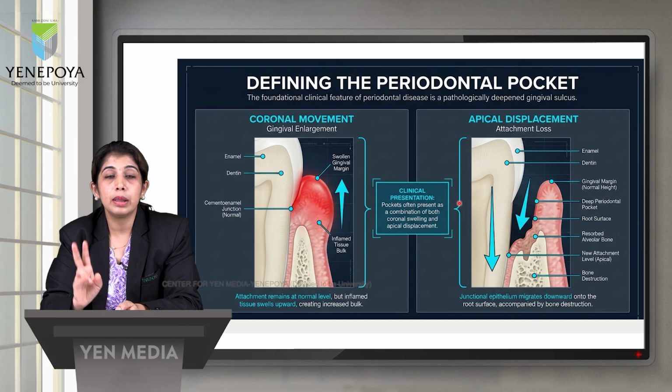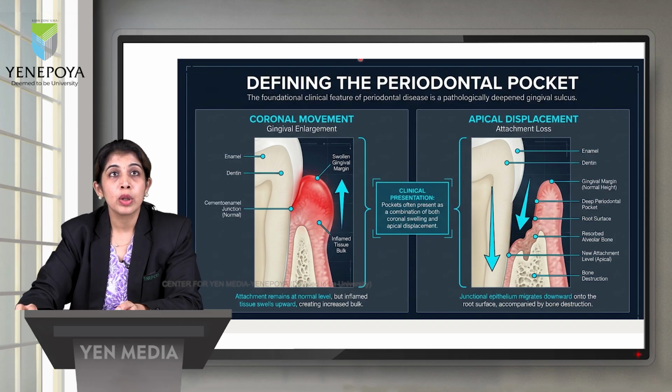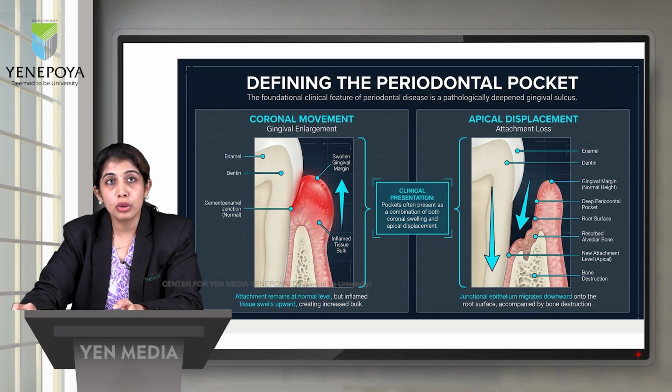Again, your sulcus can deepen because of two reasons. One, when your marginal gingiva itself is moving coronally, as you see in the picture. So when your marginal gingiva is inflamed and it is moving coronally, your sulcus automatically deepens. However, your junctional epithelium is not moving apically. So this is also called gingival enlargement. The attachment will remain at the normal level as earlier, but the inflamed tissue will swell upwards, creating the bulk and depth of the sulcus.